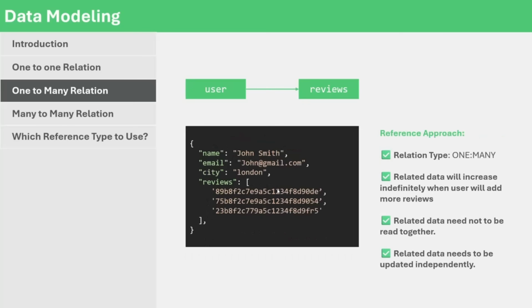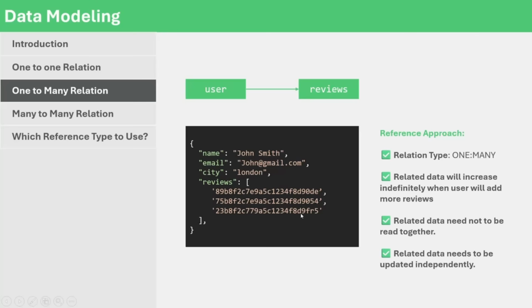If we go with reference approach, since we have one-to-many relationship, as I mentioned, in one-to-many relationship or many-to-many relationship, reference approach is advisable. So the first criteria is ticked. Then the related data will increase indefinitely when user will add more reviews. So in that case also, since now we are storing a reference of the review document and not the review document itself, even if it increases indefinitely, we are only storing the ID of the review documents. So in this case also, reference approach is advisable.